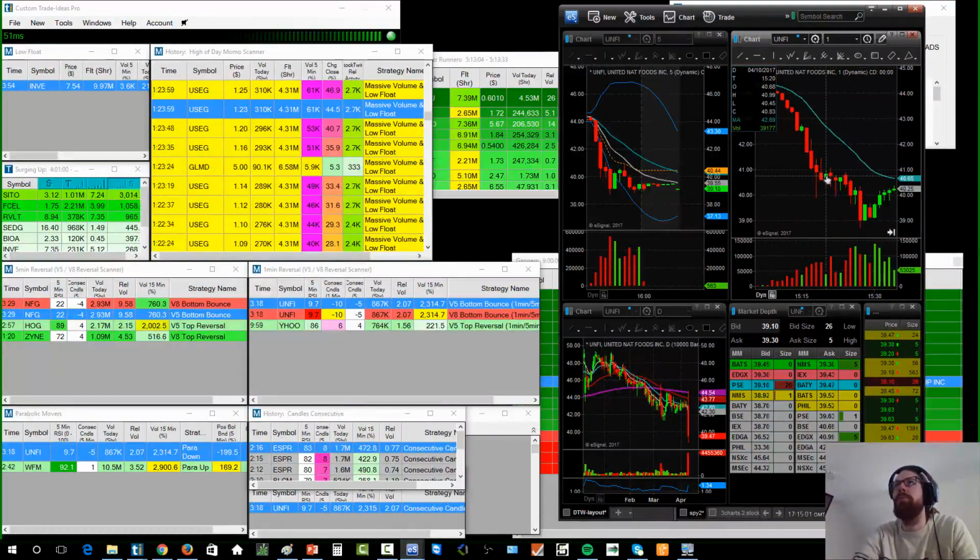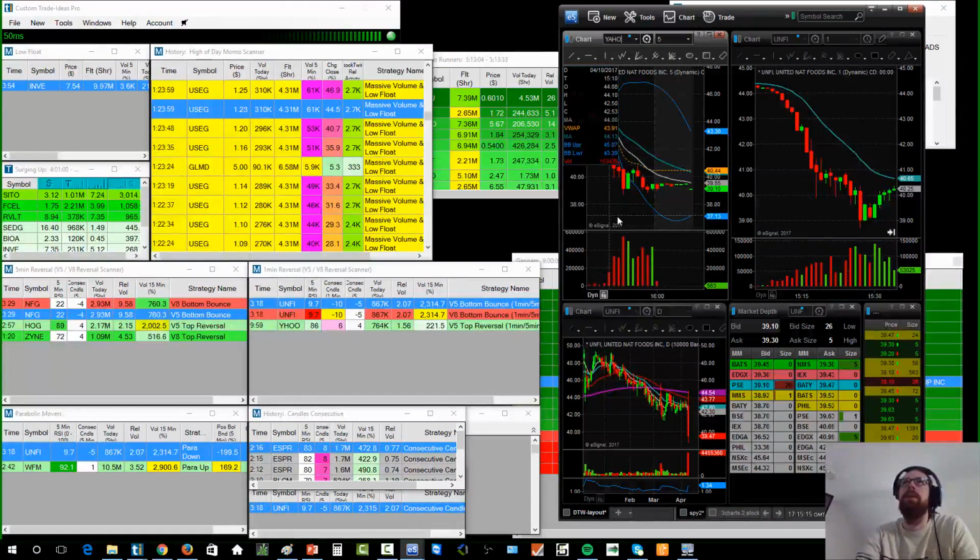A couple of false breakouts. The first 1-minute candle here was a false breakout. We made 4 cents of a new high and then dropped down. This one made a new high by 8 cents and then sold off. So not an easy one.